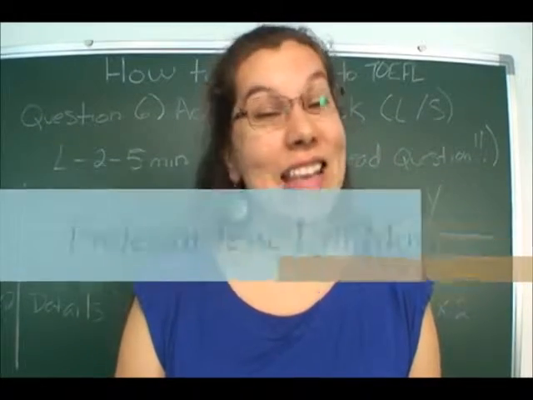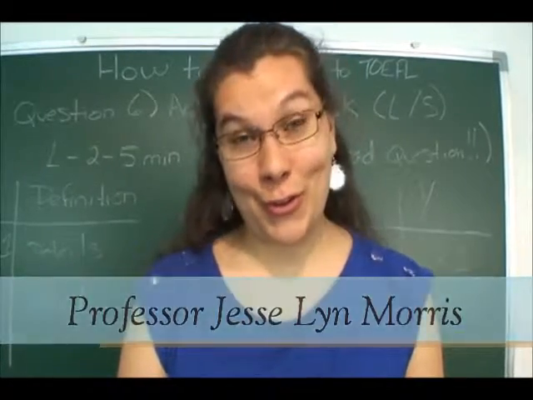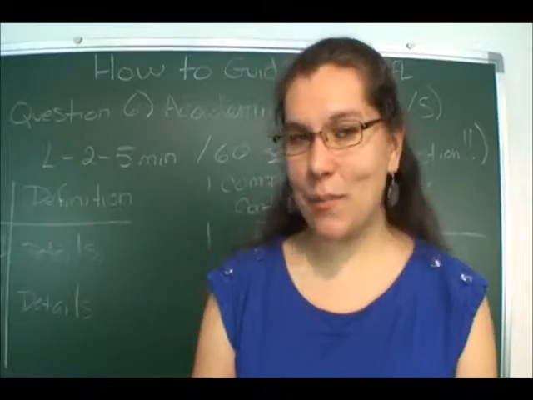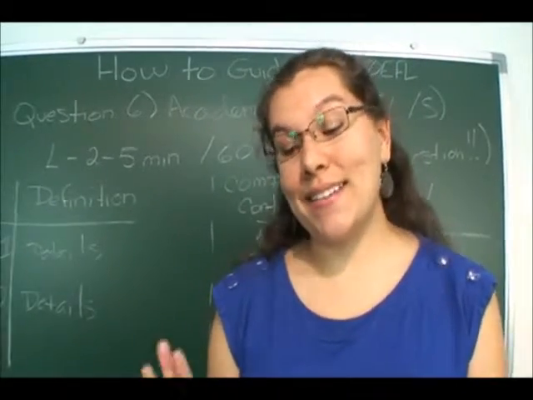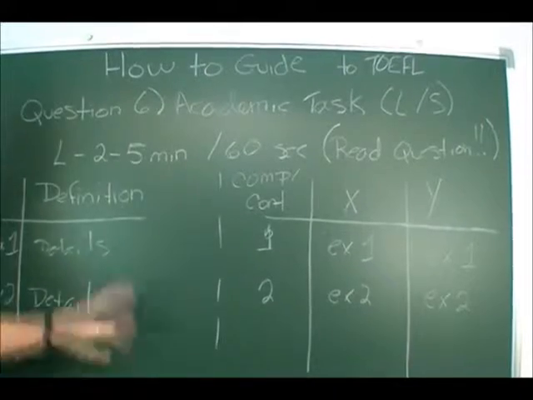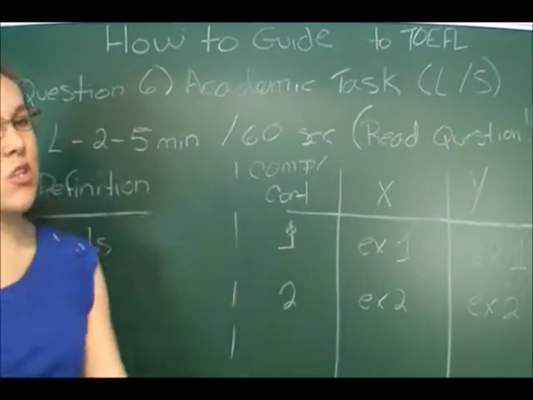This is the last question for the how-to guide for TOEFL. Question number 6. There's only 6 questions in the whole speaking part of the exam. And this is the last one, so good job. Question number 6 is also called an academic task, just like question number 4.